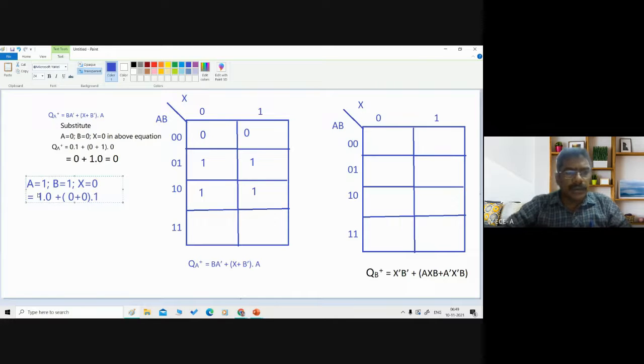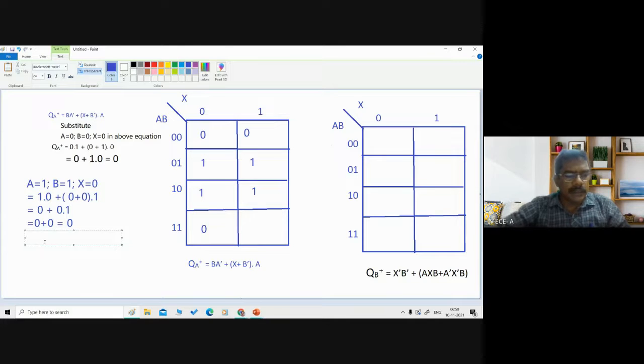b equal to 1 means b dash equal to 0, and a value is 1. So what is the value? 1 into 0 is 0, plus 0 plus 0 equal to 0. 0 into 1 equal to 0. So it is equal to 0 plus 0 equal to 0. Okay, so I can put in this case the value 0. Next case, all are 1.